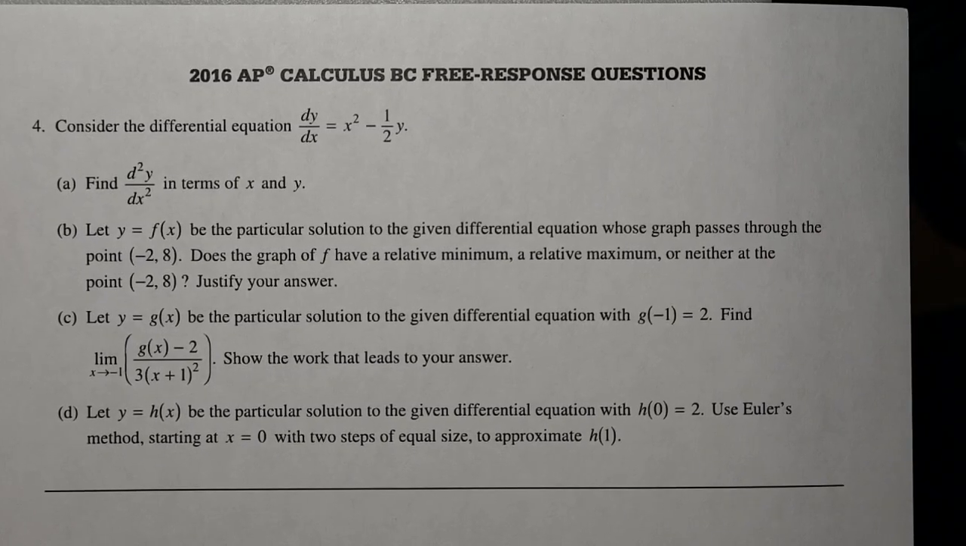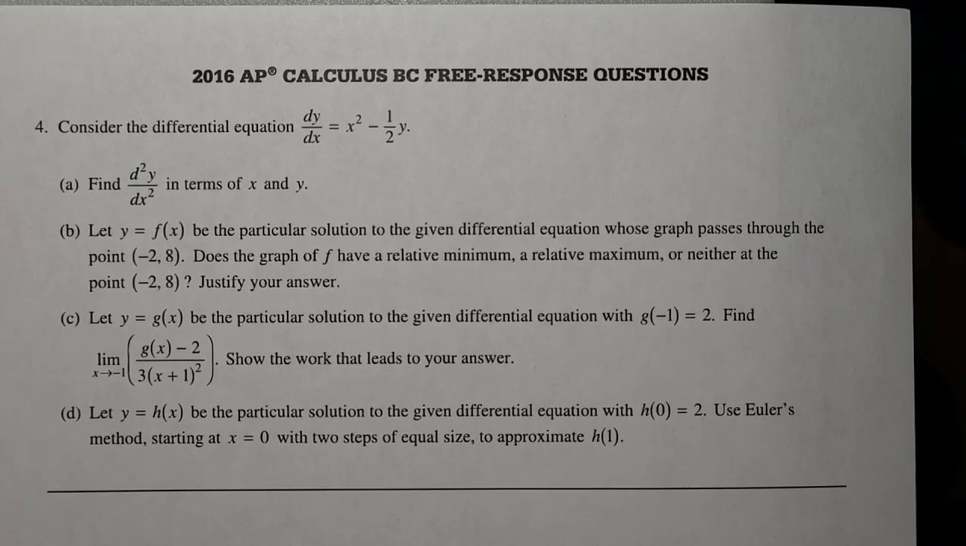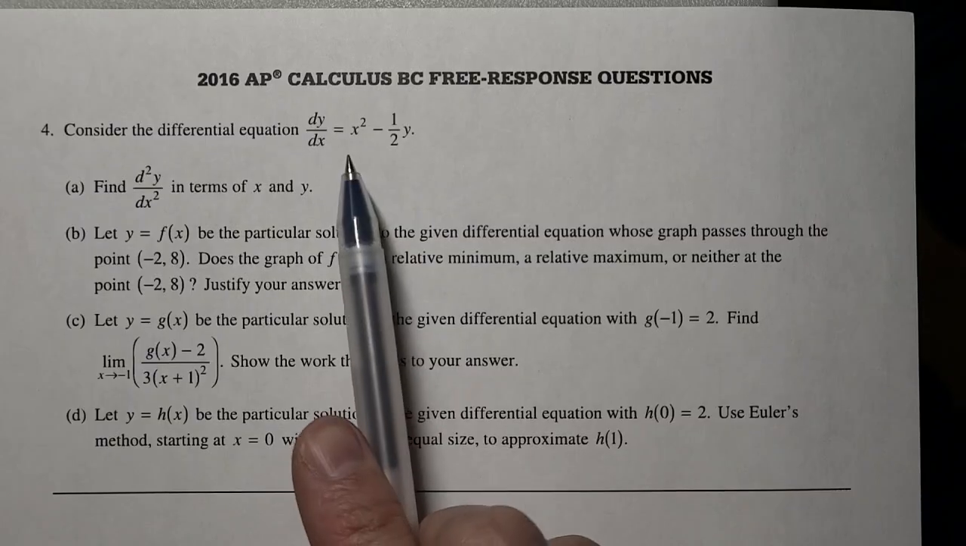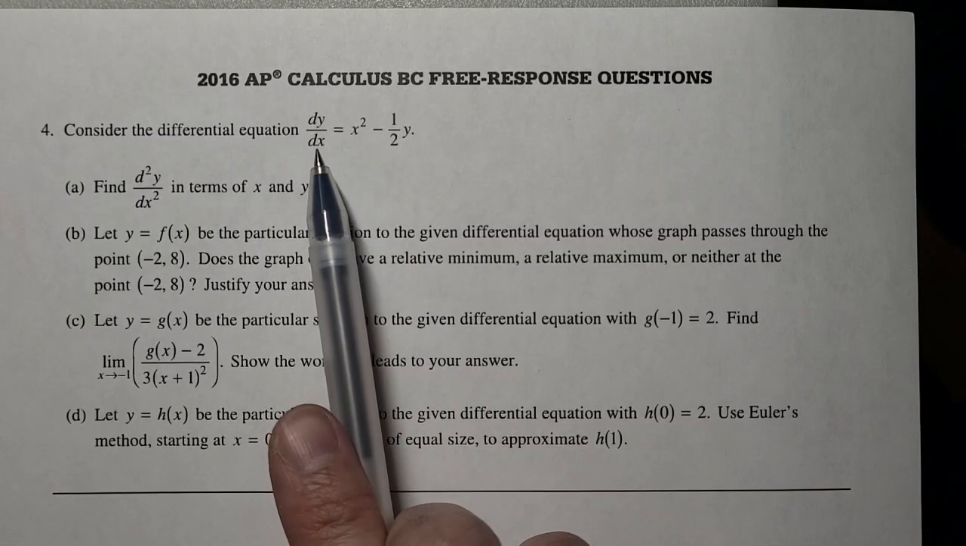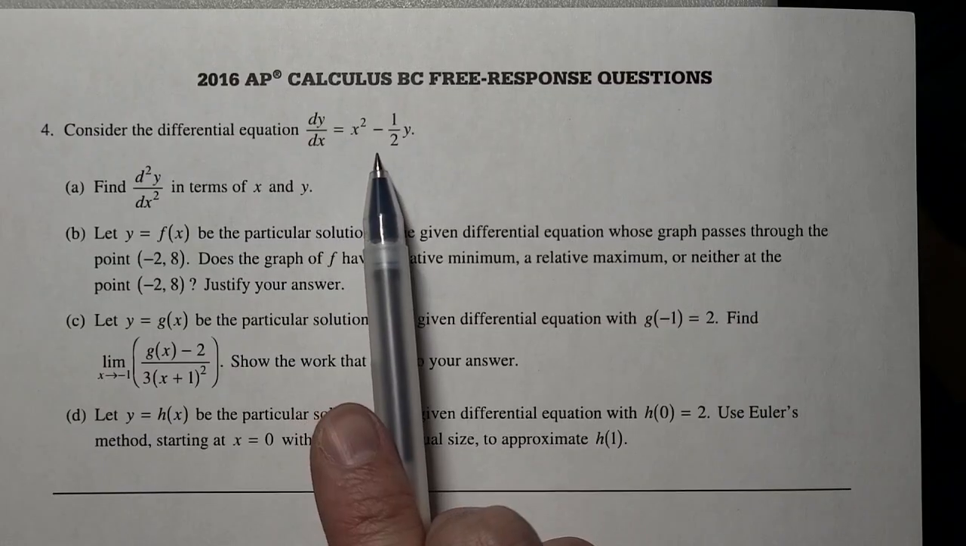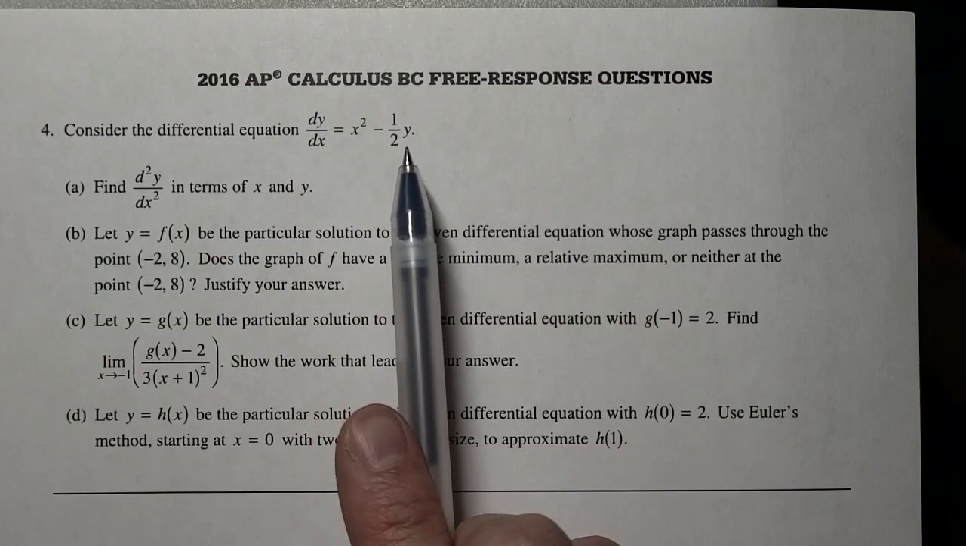Number 4 on the 2016 exam, consider the differential equation dy/dx is x squared minus half y. Part A, find the second derivative with respect to x in terms of x and y. So we've got to implicitly differentiate this. So d squared y over dx squared is equal to, power rule, 2x minus half dy/dx.